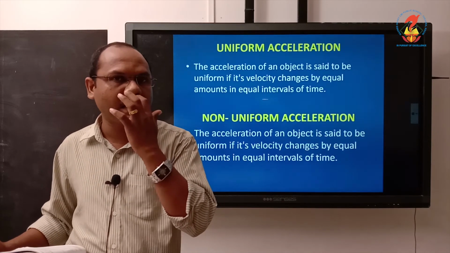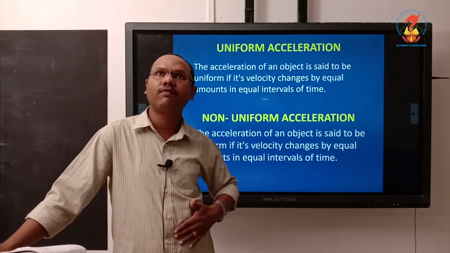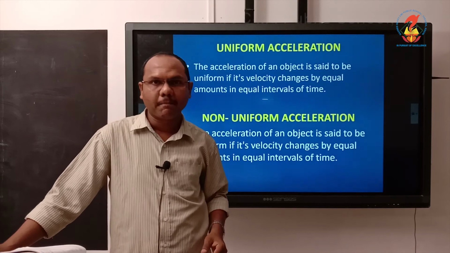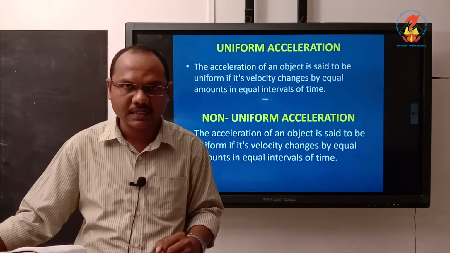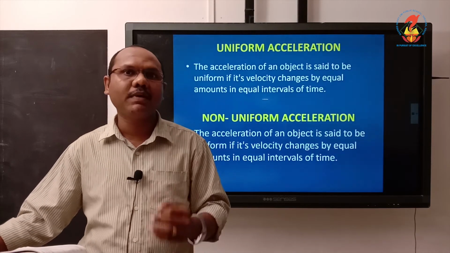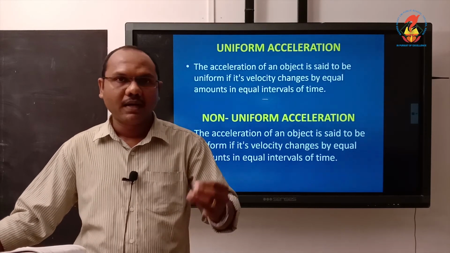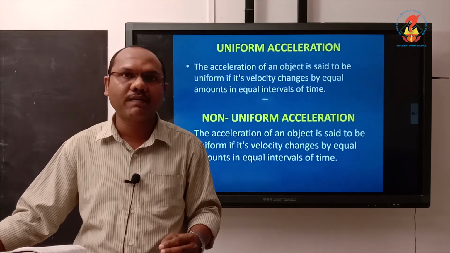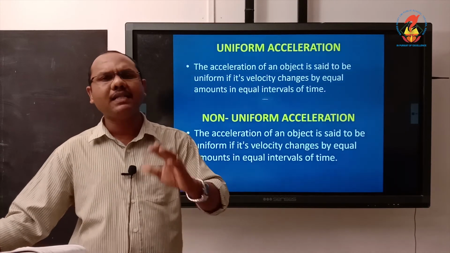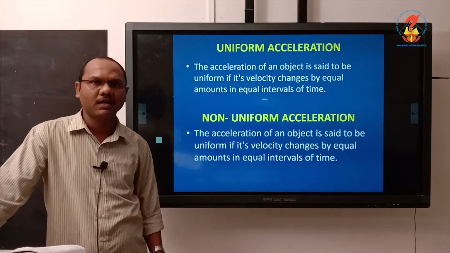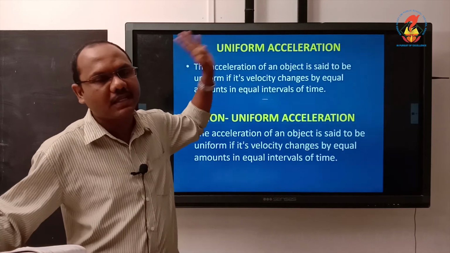we are taking a 1 minute time interval. In the first 1 minute, the vehicle is moving with a speed of 5 meters per second. In the second 1 minute, the vehicle is moving with a speed of 10 meters per second. In the third 1 minute, the vehicle is moving with a speed of 15 meters per second. Like that, speed is increasing in a uniform manner. And if the speed increases in a uniform manner, then we call it uniform acceleration.